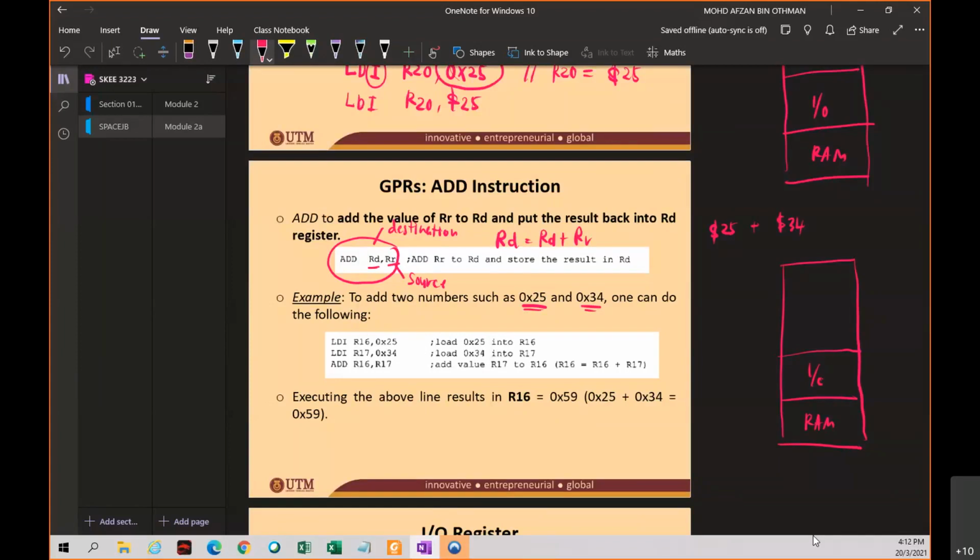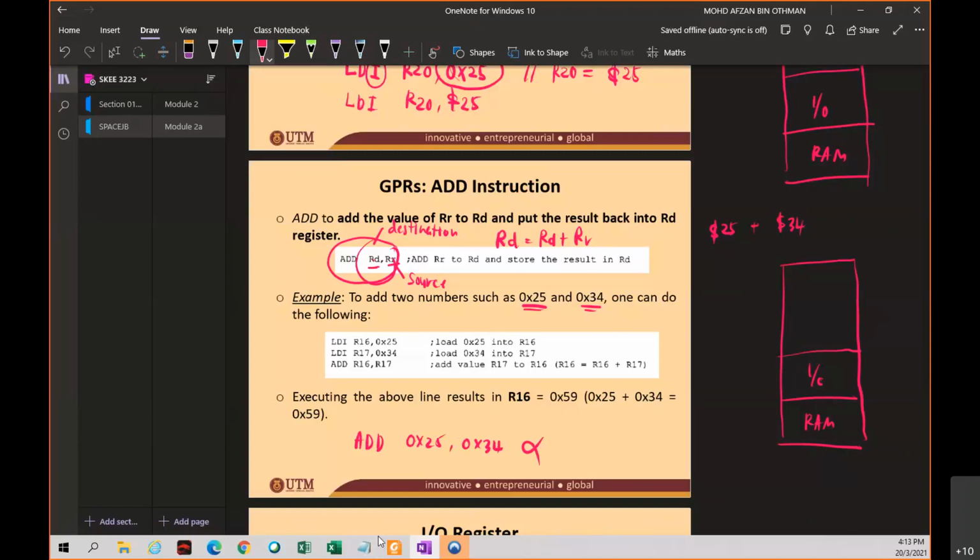Okay, since these two numbers are not inside our register, we need to put these numbers into our register, and after that barulah kita tambah. We cannot simply use ADD 0x25, 0x34, which is wrong. Tak boleh, sebab syntax dia mesti daripada destination register and source register, which is our GPR. So kita tak boleh guna yang ni. Directly tambah numbers tak boleh.